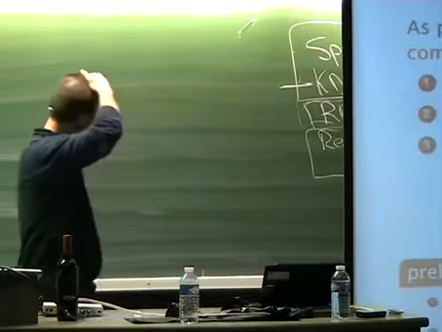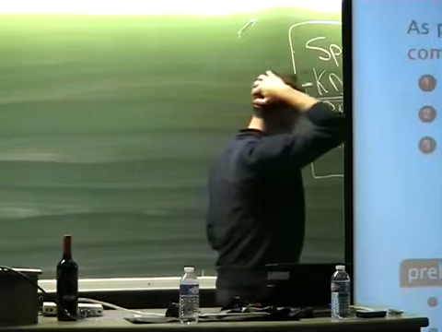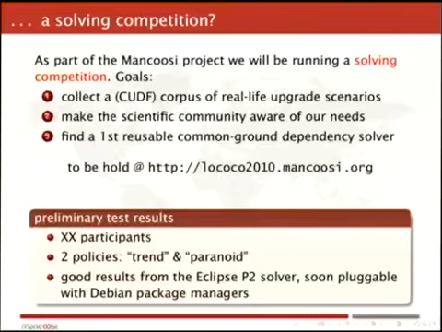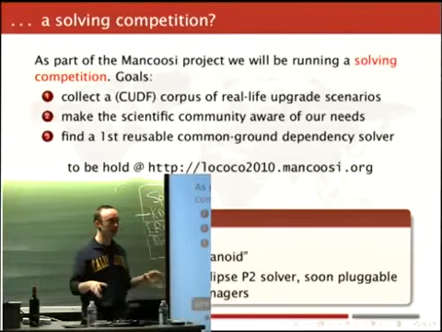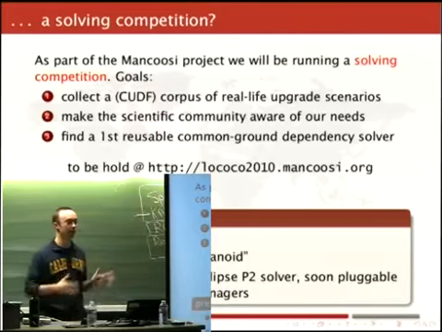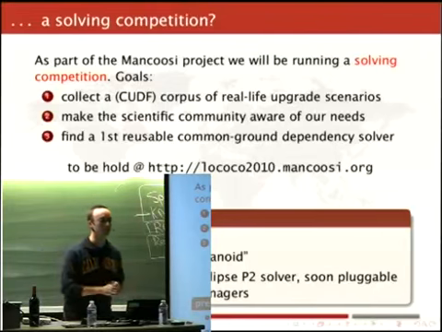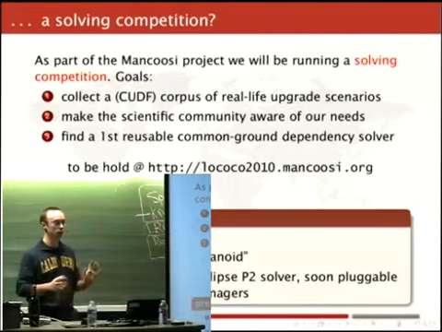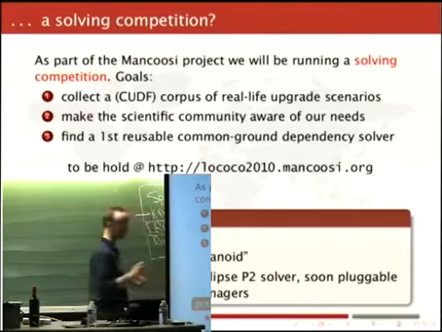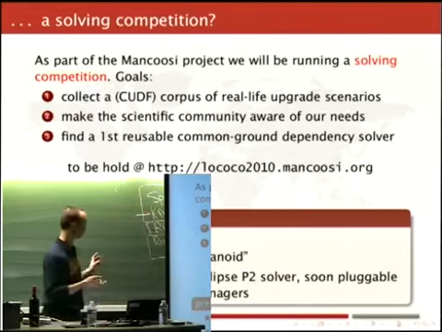Finally, the last interesting part about CUDF which is going on is that one part of the Mancoosi project will be running a solver competition. What does it mean? It means that we will be collecting upgrade problems, let's call them, from users. So basically in the style of Debian Popcon. So you have a machine, you can install a tool, and each time you try to do some change to your package status, you will have a dump of what you're trying to do in CUDF format, and then you can send it upstream to be collected.